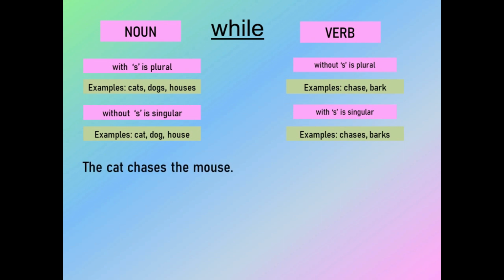The cat chases the mouse. Here, the cat has no S. Therefore, your verb chases must have S. Now let's go to the sentence example in the verb. Cats here has S, meaning more than one, or many cats. So the cats here has S. Therefore, your verb must be plural, without S.